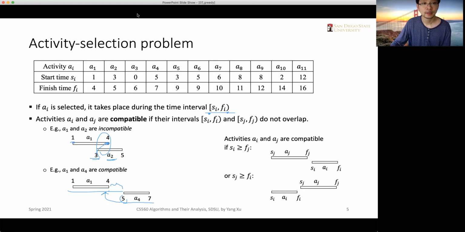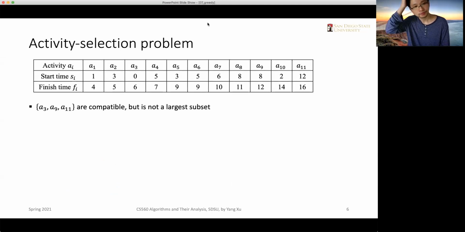Okay, so this greater than or equal to relationship, if we are describing time, if one time is greater than or equal to the other time, then the greater one actually happens later. Okay, so that is our rule of defining the greater than or equal to relationship. So in this particular example, let's say we just picked A3, A9, and A11. So they are actually compatible, okay?